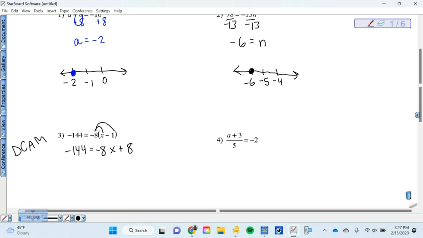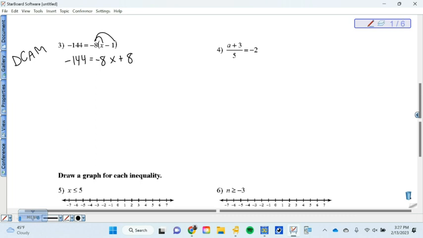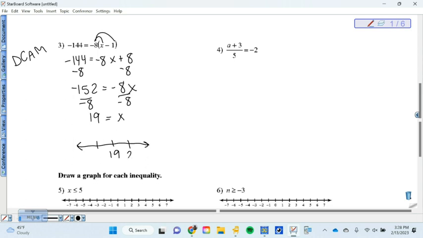Now what do I do to solve for x? How do I get that x all by itself? Yeah, subtract 8 from both sides. What's negative 144 minus 8? Excellent. Equals negative 8x. So now what do I do? Divide by negative 8. So what does x equal? Yeah, positive 19. Good. And again, on a number line, my solution would just be that one point, 19.